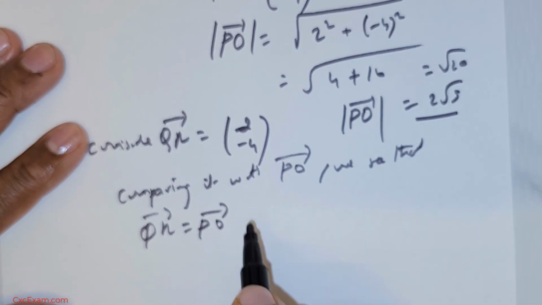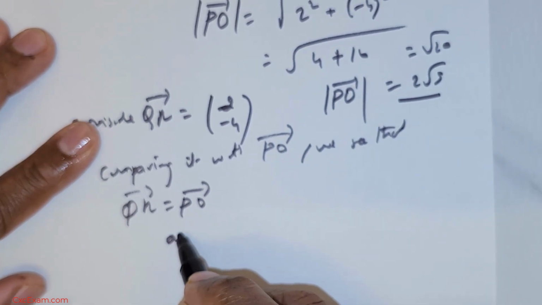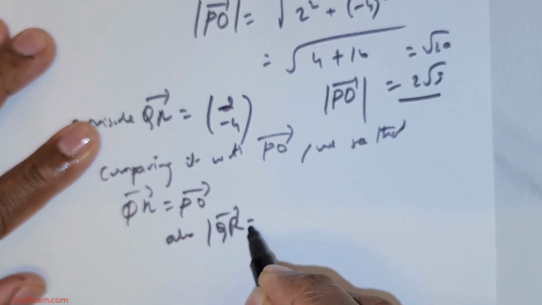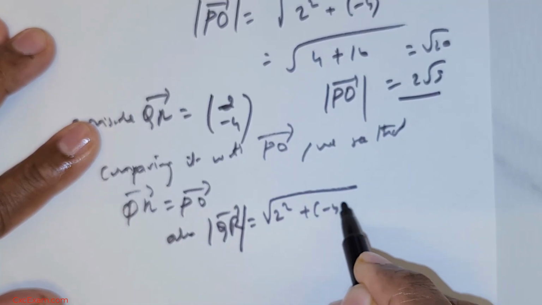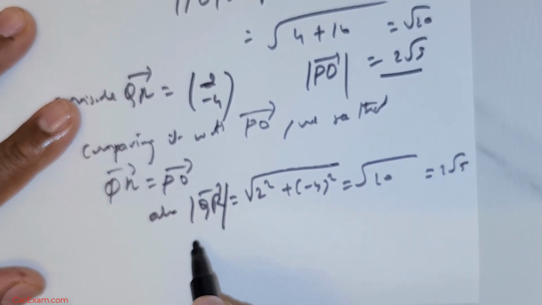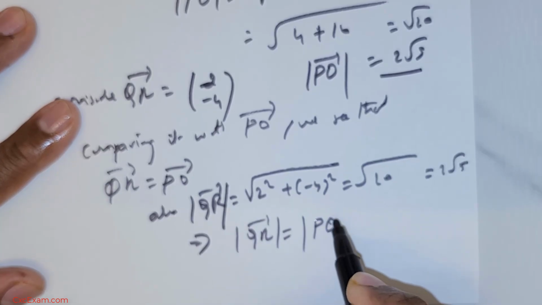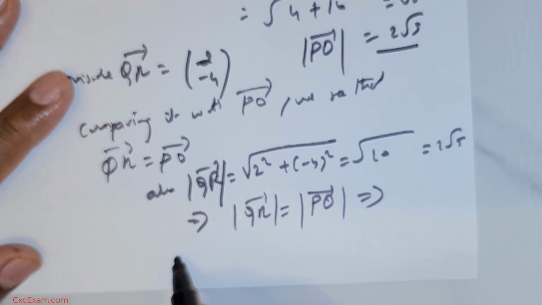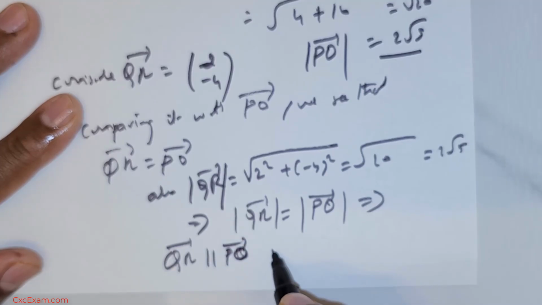Okay, so that means they are in the same direction, but we will also have to establish that they are of equal length. Also, modulus of QR vector is equal to what? Root of 2 squared plus (-4) squared, which is nothing but root of 20, which is equal to 2 root 5. So this means the modulus of QR vector is equal to the modulus of PO vector, which means the QR vector is parallel to the PO vector.